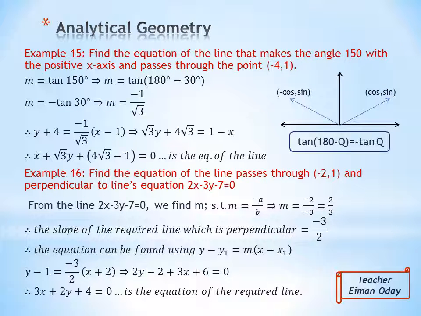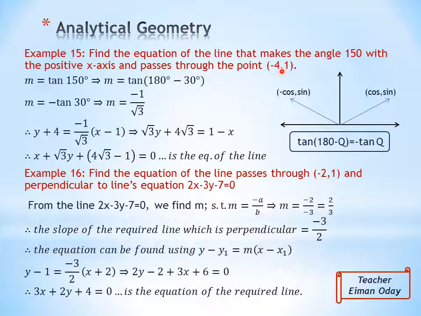Now on example 15, we have: find the equation of the line that makes angle 150 with the positive x-axis and passes through this point. The sentence, line makes angle 150 with the positive x-axis, means that the angle from the positive x-axis to the line is 150. So I will need this angle to work on it.